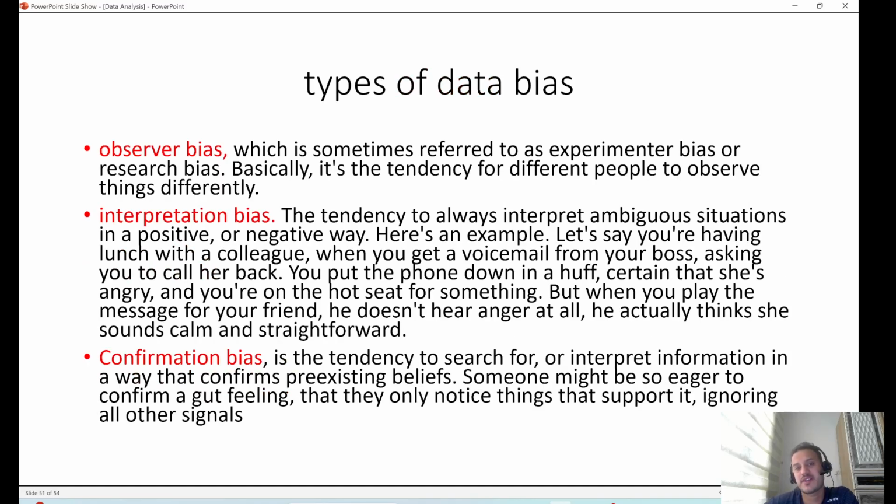And types of biased data: observable bias is when one researcher has one opinion and another researcher has another opinion, so this is about opinion.